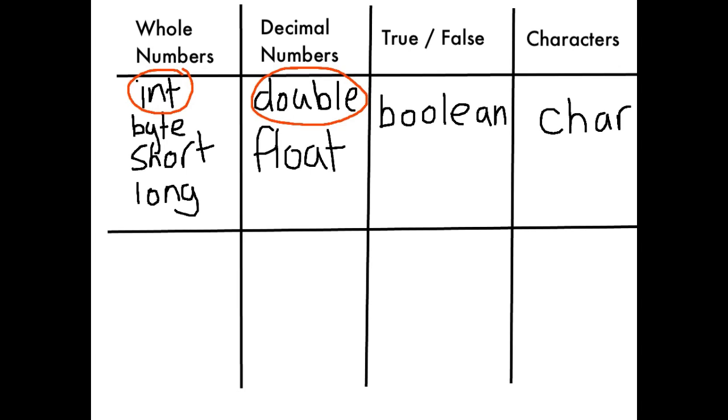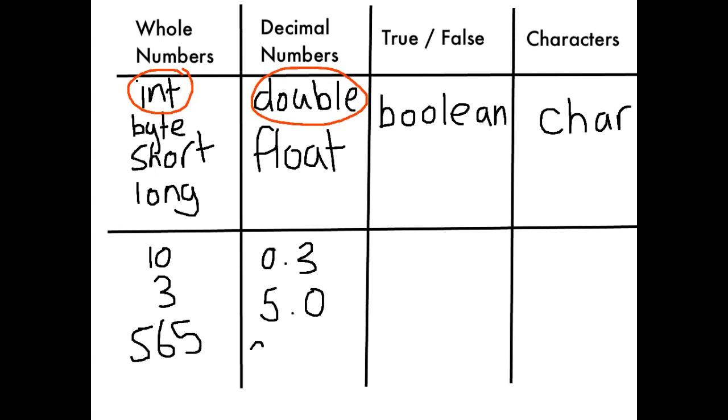So an example of a whole number might be the number 10, the number 3,565. Whole numbers, no decimals. Decimal numbers, so we might be dealing with a double here. We might have something like 0.3 or 5.0 or perhaps 37.338. In a boolean, we can very literally only have true or false.